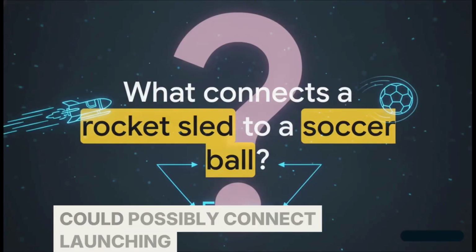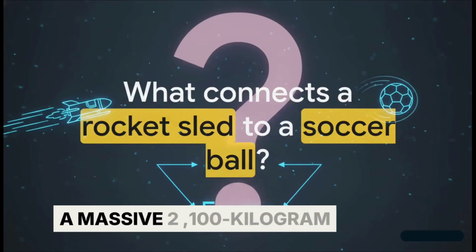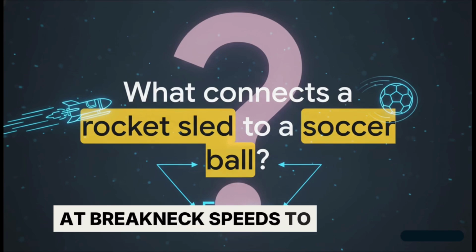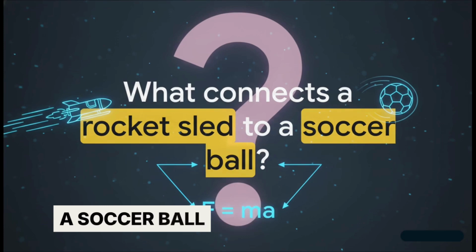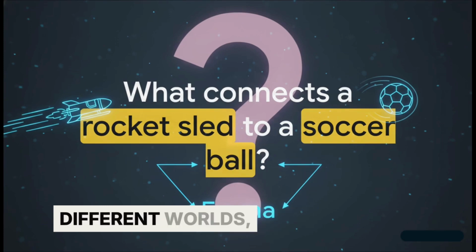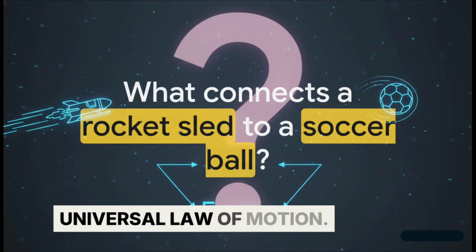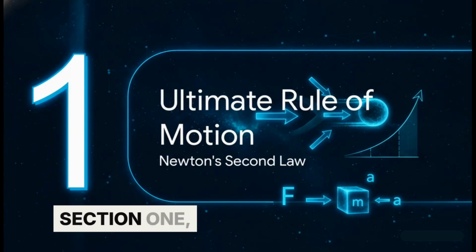I mean, what on earth could possibly connect launching a massive 2,100-kilogram rocket sled across the desert at breakneck speeds to a kid simply kicking a soccer ball in the park? They seem like entirely different worlds, right? Well, it turns out we're going to discover exactly how these vastly different events are dictated by the exact same universal law of motion.